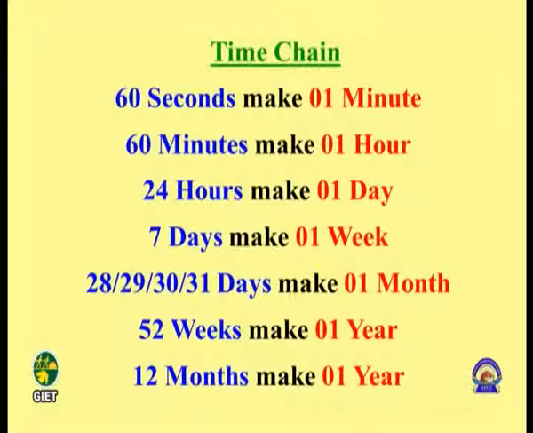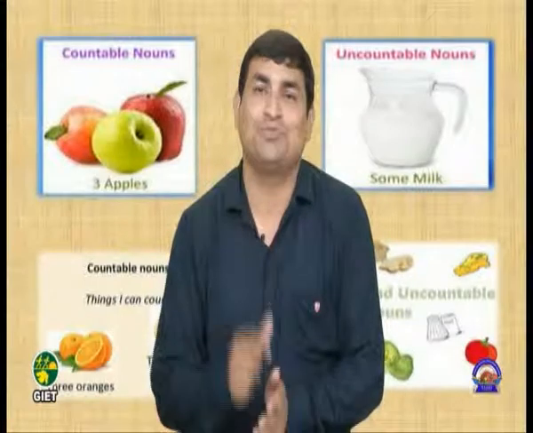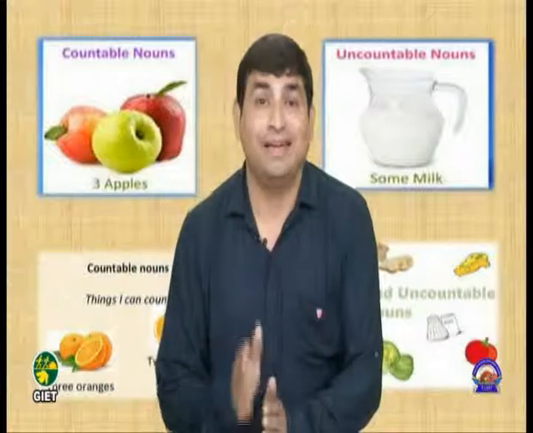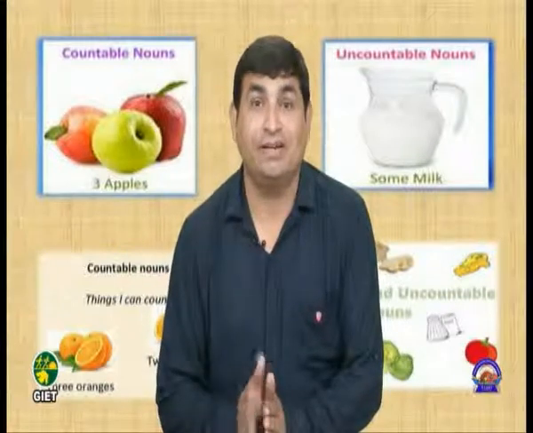Sometimes 28 or 29 days or 30 days or 31 days are equal to 1 month. 52 weeks are equal to 1 year. And 12 months are equal to 1 year. After understanding the time span from a second to year, let's start our textbook activity.